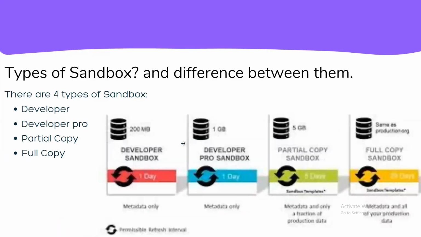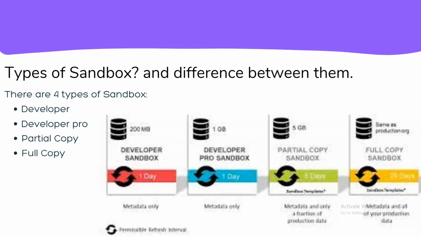Now, types of sandbox and the difference between them. There are four types of sandbox: developer, developer pro, partial copy, and full copy. What is the difference between them? The first difference is the refresh interval. For developer and developer pro, it's 1 day. For partial copy sandbox, it's 5 days, and for full copy sandbox, it's 29 days.